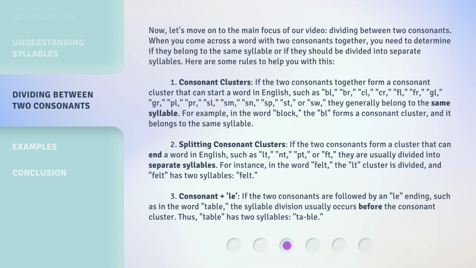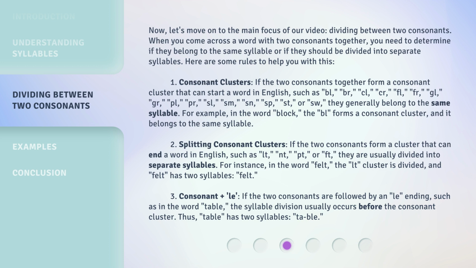1. Consonant clusters. If the two consonants together form a consonant cluster that can start a word in English, such as BL, BR, CL, CR, FL, FR, GL, GR, PL, PR, SL, SM, SN, SP, ST, or SW, they generally belong to the same syllable.